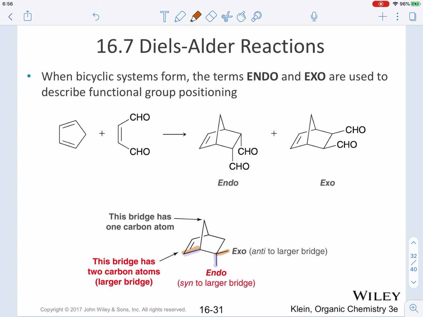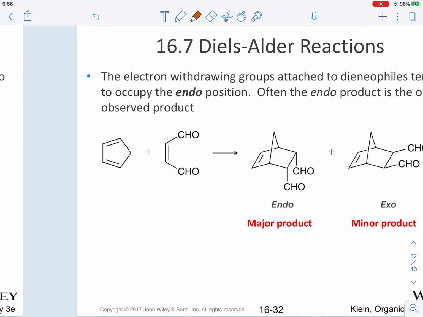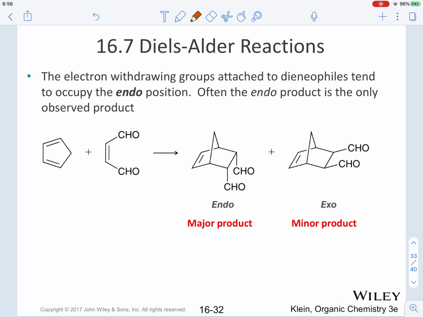Now, we need to talk about what is going to be more favorable, the endo or the exo product, in these bicyclic systems. So, understand that the electron withdrawing group attached to the dienophile tends to occupy the endo position, okay? Most of the time. So that is going to be our major product. Often this endo product is the only product that is observed in the reaction.